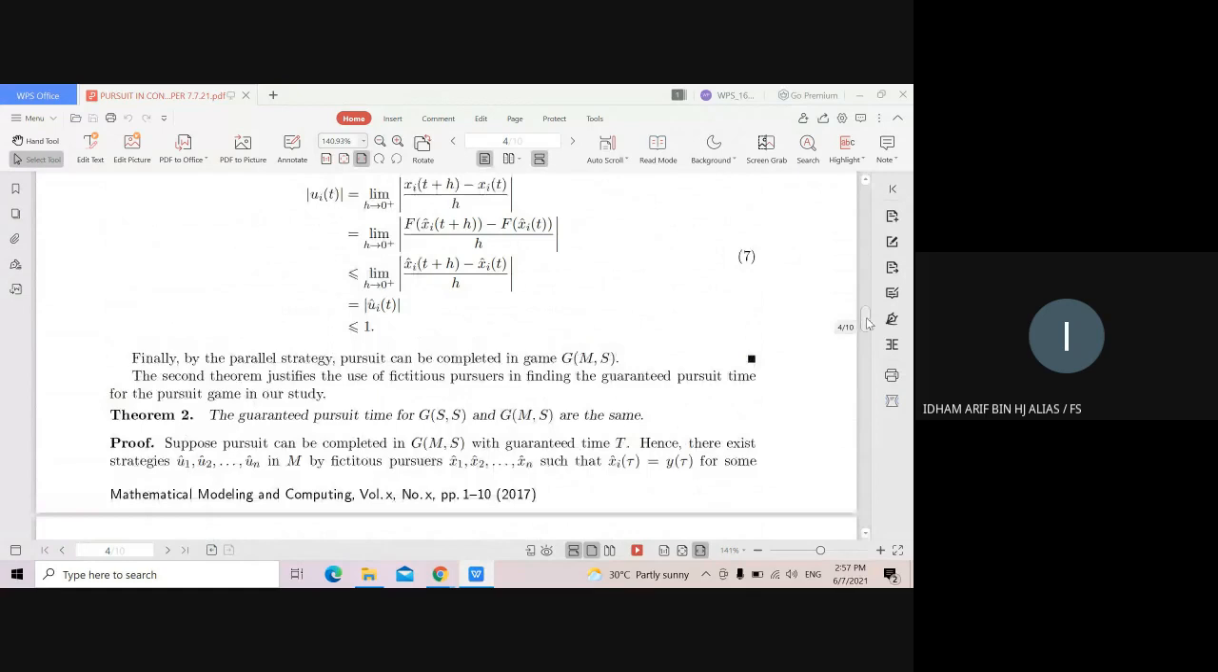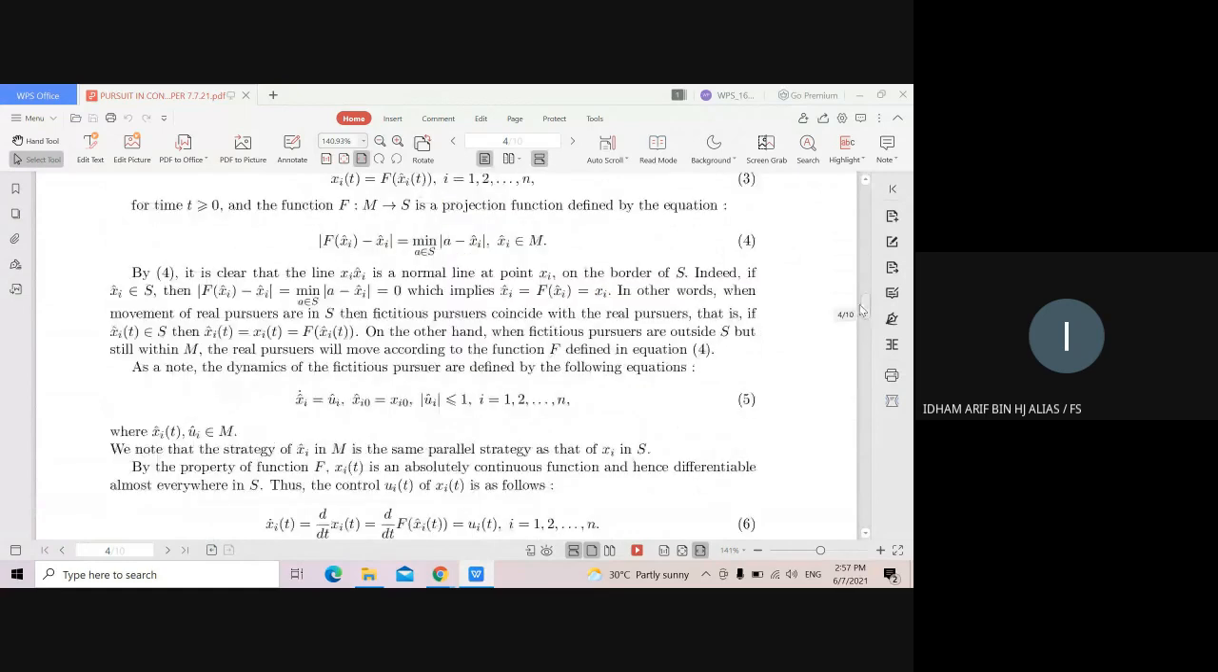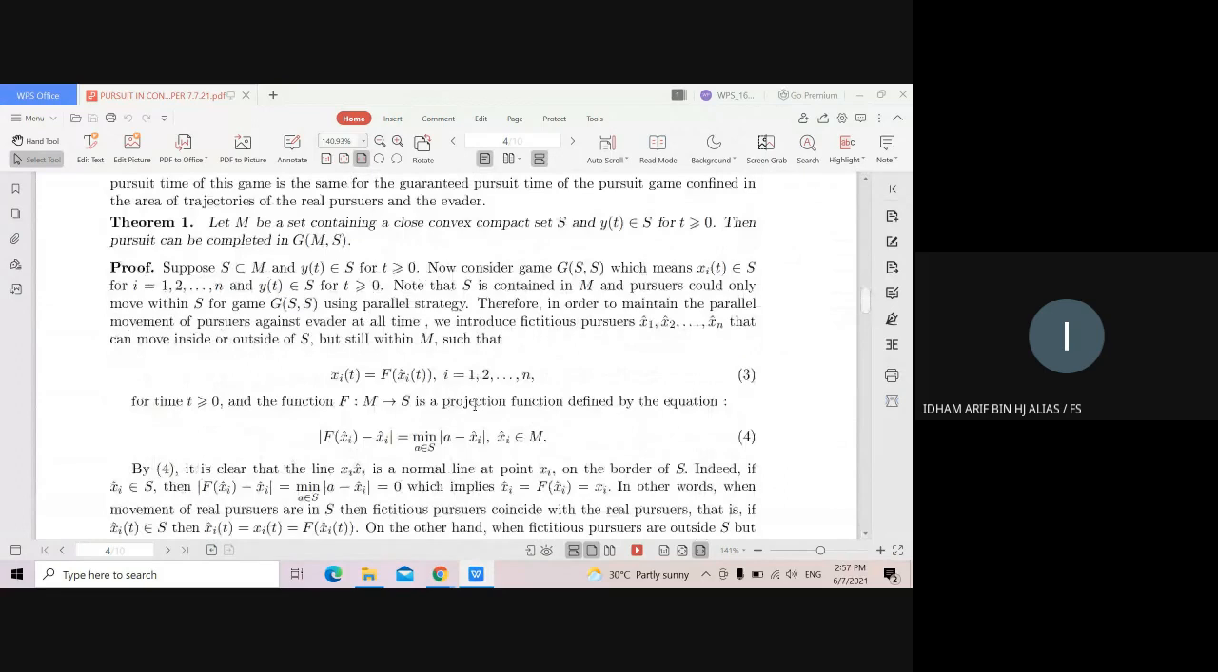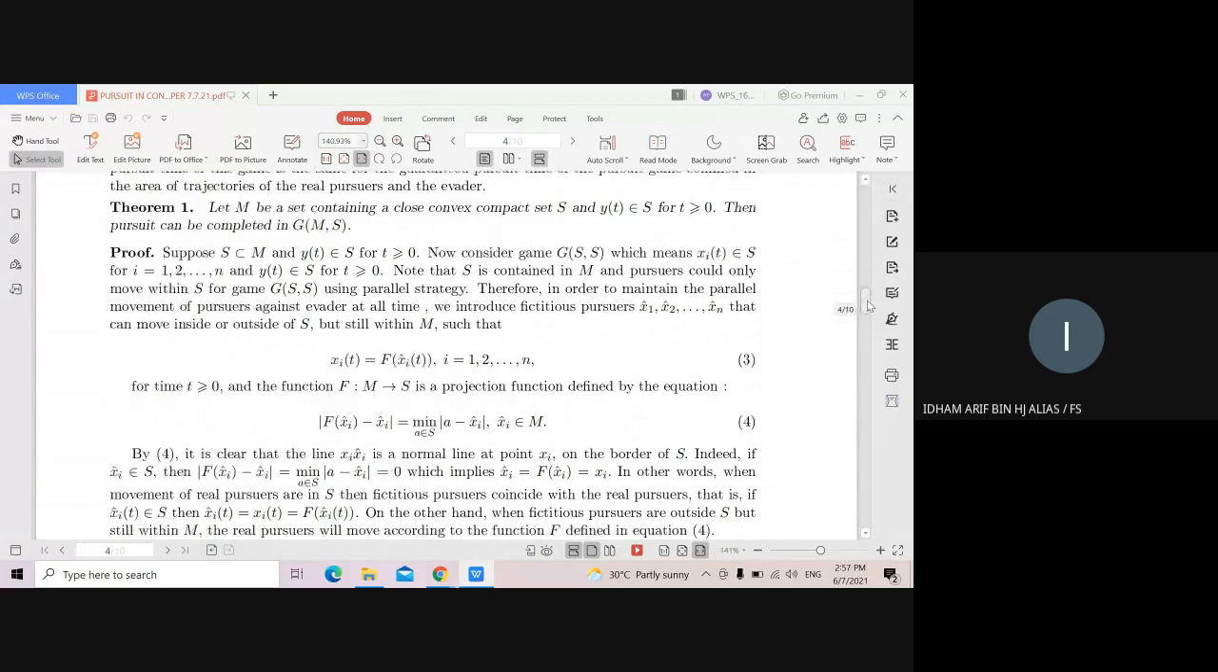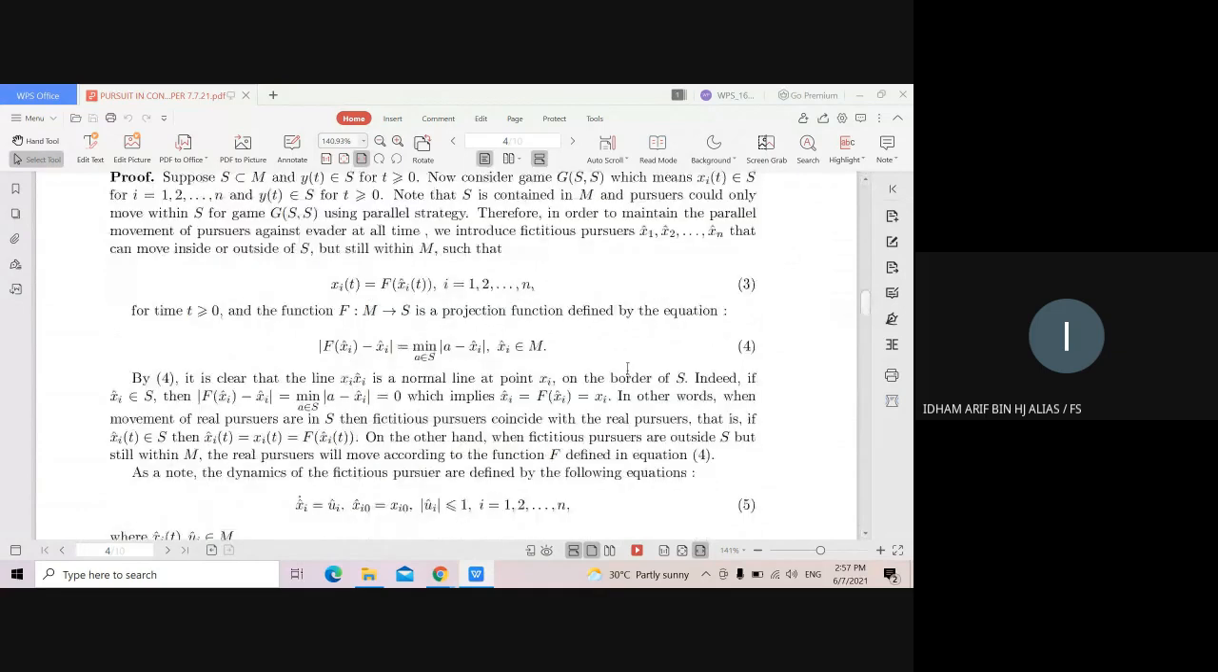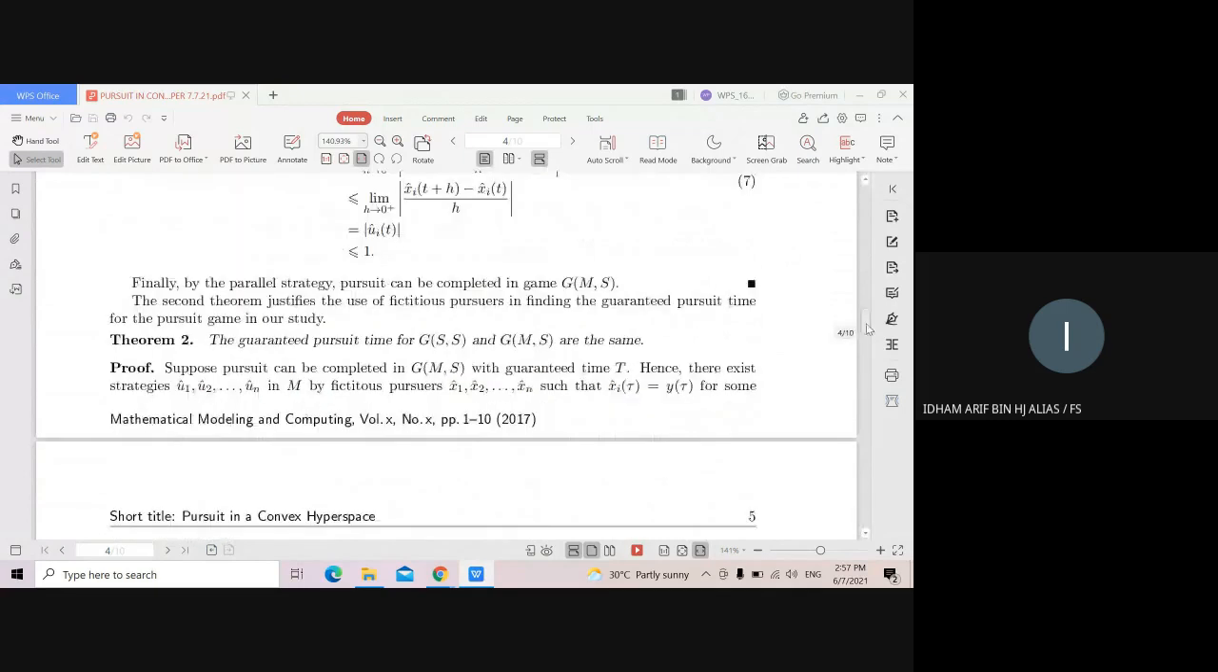These two results are achieved by using fictitious pursuers, where we define a function that links the real pursuer and the fictitious pursuer, which is described by a tree. This function is defined by equation 4. So the tree links the real pursuer and the fictitious pursuer, and the function is described further by equation 4. By using these two, we can prove those two results.